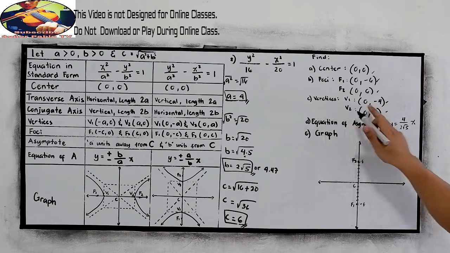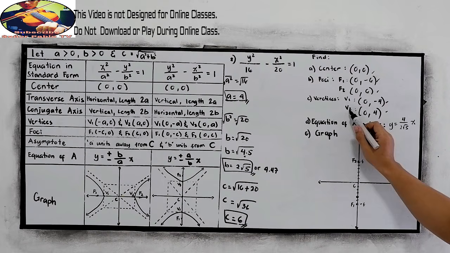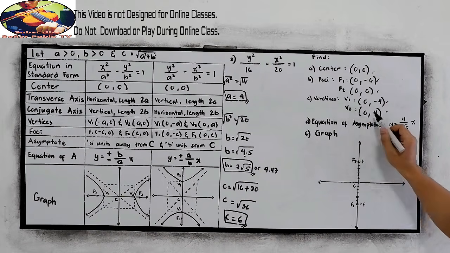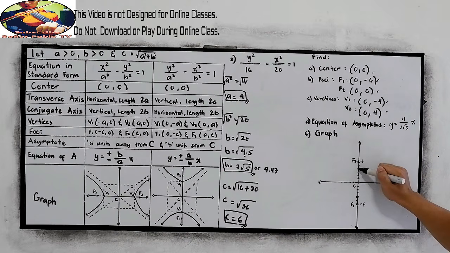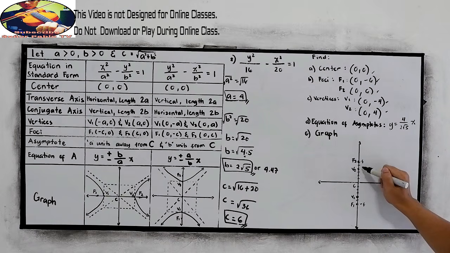And for the vertices, (0, negative 4), and the second vertex is (0, positive 4). So the second vertex and the first vertex, 4 and negative 4. Okay, we're now ready to draw our rectangle.